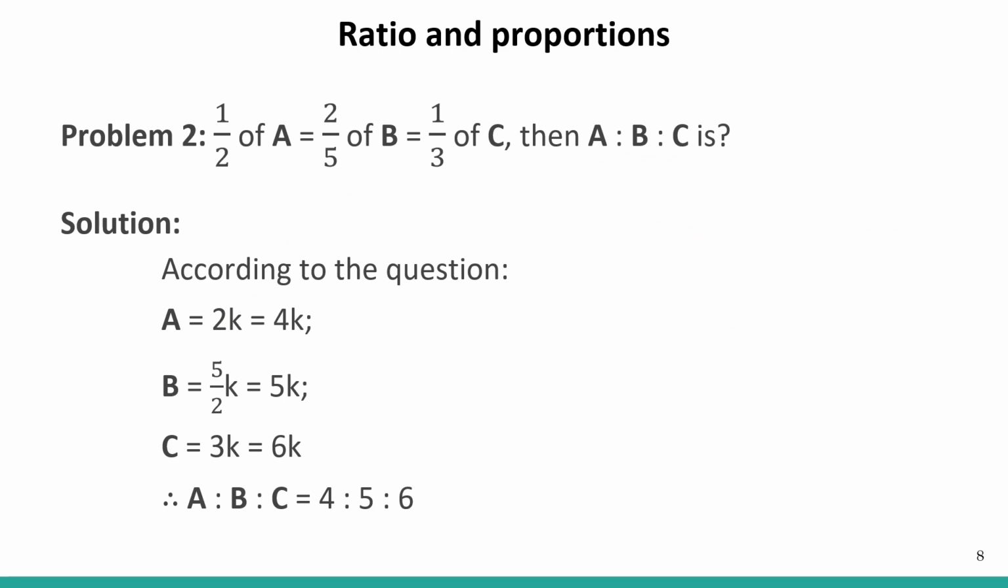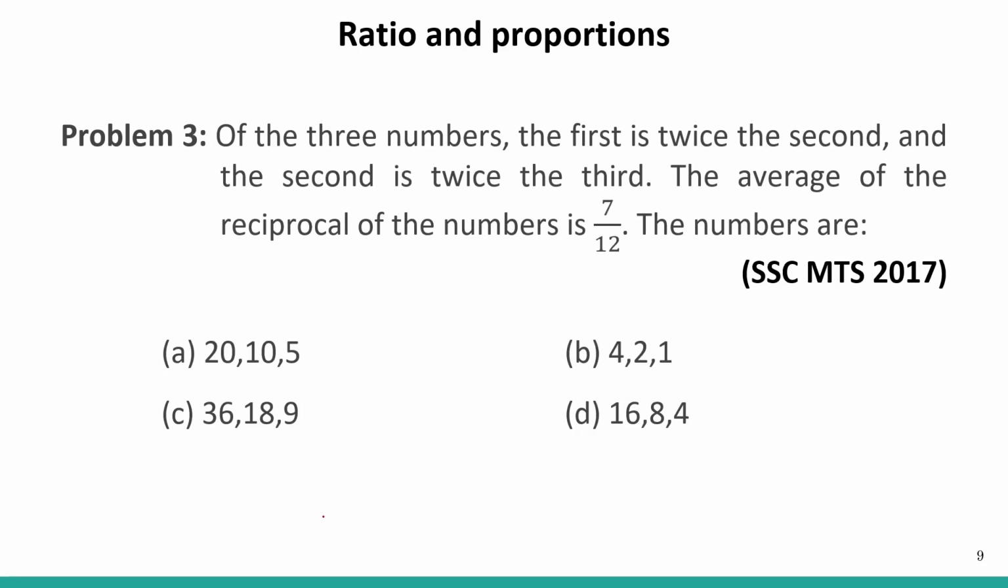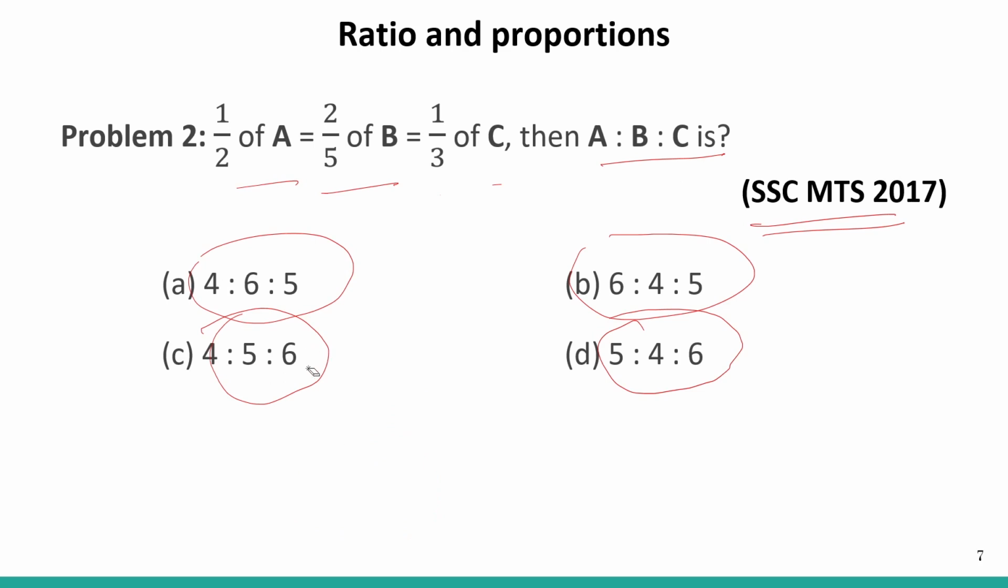In the first step, we evaluate the given data set in the question. That is, A is equal to 2k, which is 4k. B is equal to 5/2 k, which is 5k. And C is equal to 3k, which is 6k. So A to B to C will be 4k to 5k to 6k. So it will be 4:5:6. So 4:5:6 is the correct answer.